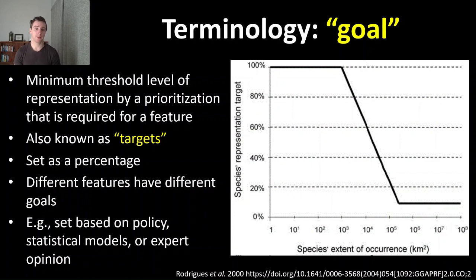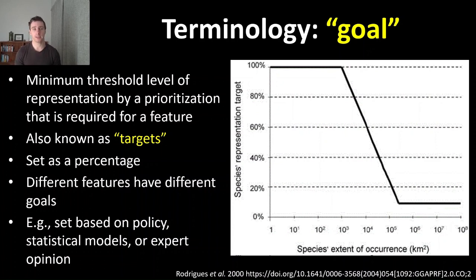Typically, goals are set based on policy, statistical models, or expert opinion. In our previous talk, we covered some of these strategies for setting goals, and so I encourage you to revisit that video if you want more information on that. For example, here we have a graph showing one strategy for setting goals. This is based on a scientific paper by Ana Rodriguez, and this strategy is designed specifically for setting goals for species at the global scale.